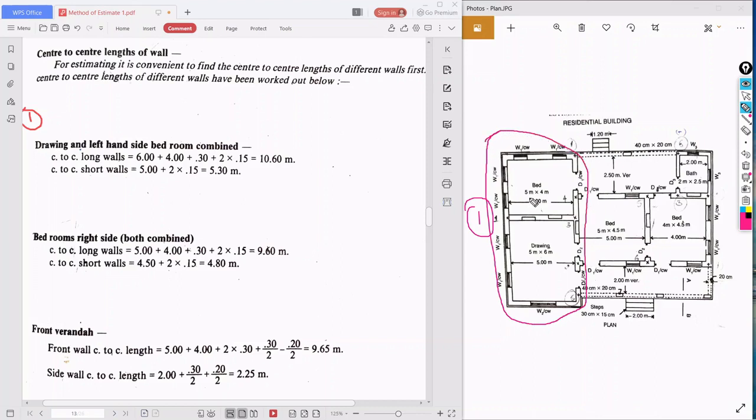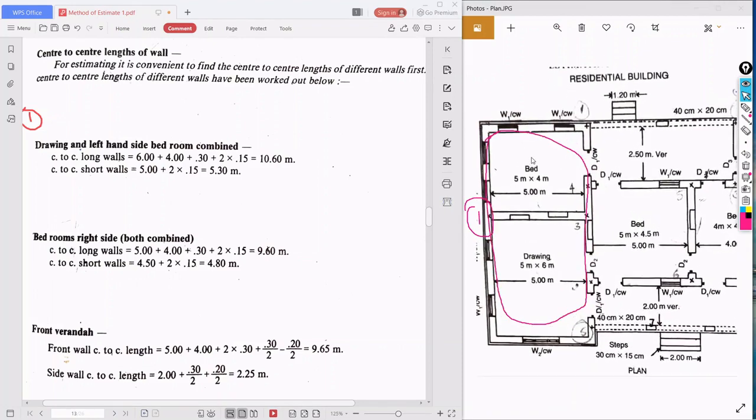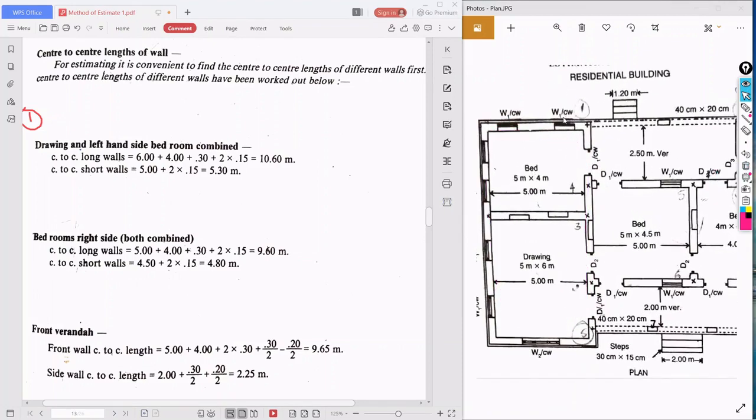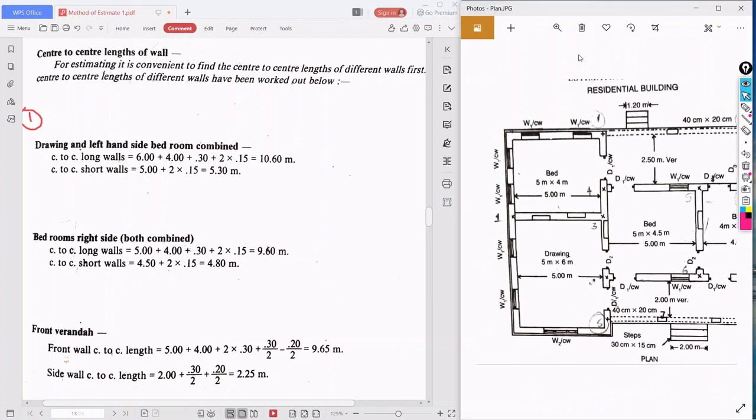Okay, only this you see. So now tell me the length. So this one, whole quantity, drawing and bedroom. What is the long wall? Obviously, this is the long wall, and this is the short wall. Now we have to get the center to center length. So I'll take first this length.